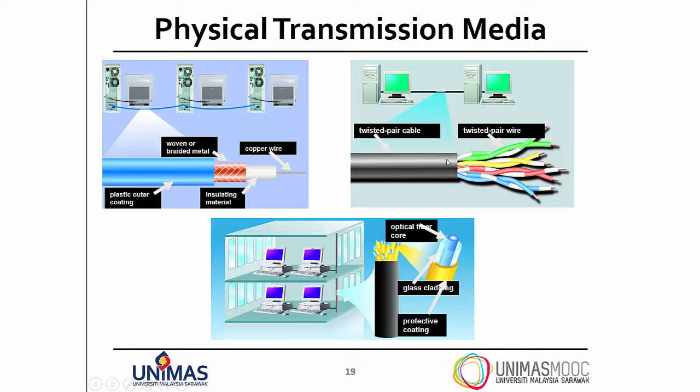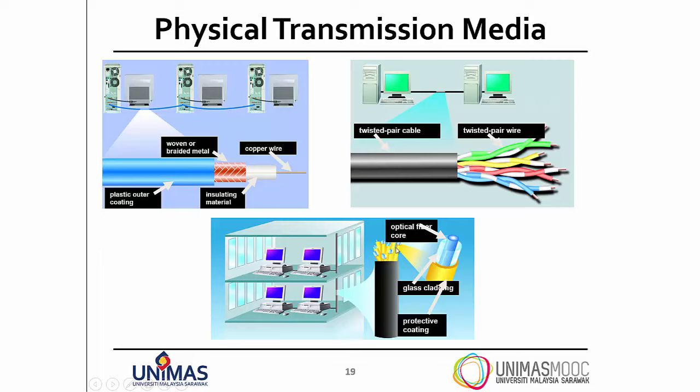Now if you move to the right hand side, top right, this is what we call the twisted pair. In one main cable, you have multiple smaller twisted pair wires. They are color coded, and each color has its own meaning, but you don't have to know about that. Each of these pairs, so there are 8 of them, and we have 4 pairs, is twisted to one another, and the idea is to reduce the interference.